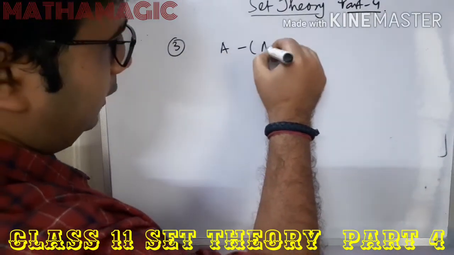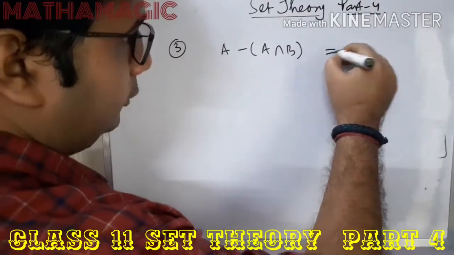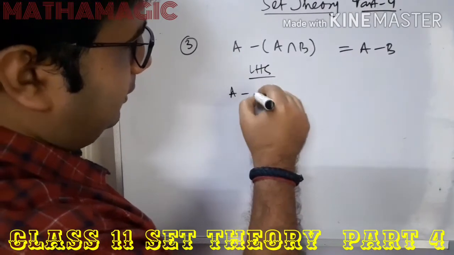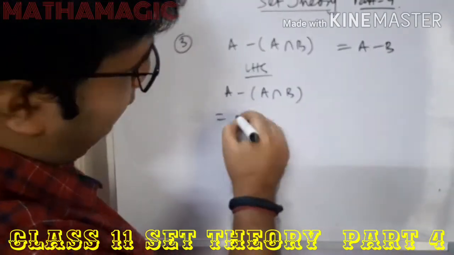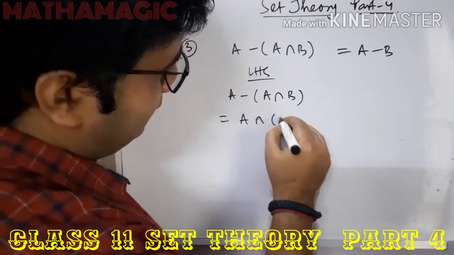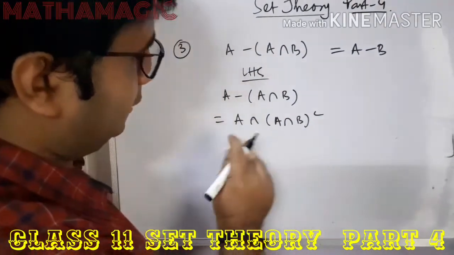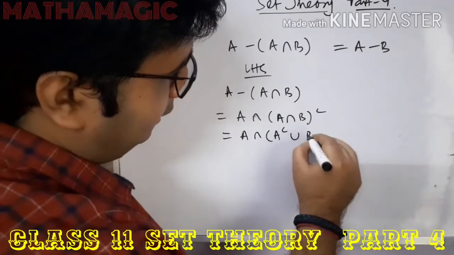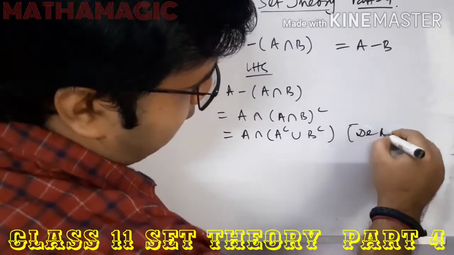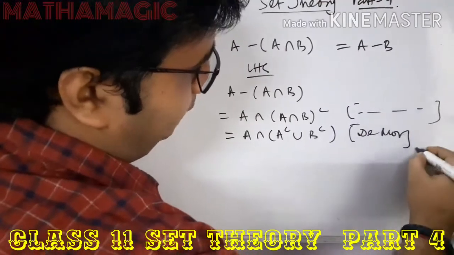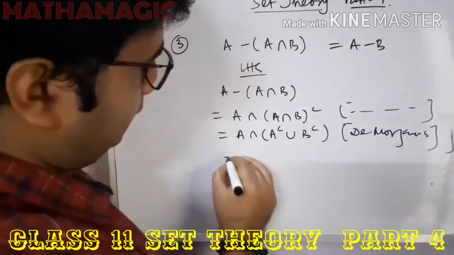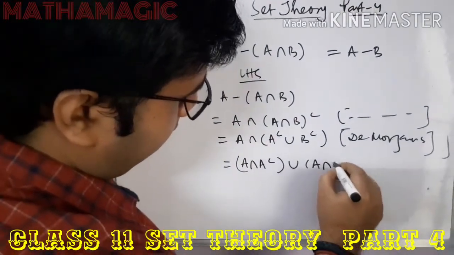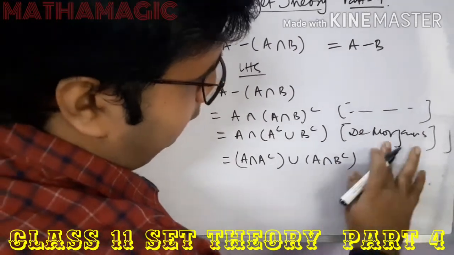A minus (A intersection B) is equal to A minus B. We need to prove this. So we'll start from the left hand side, that is A minus (A intersection B). Again we are using the same law, A intersection (A intersection B) whole complement. So it will become A intersection (A complement union B complement) by using De Morgan's law. And here also we need to write the law, De Morgan's. So by using the distributive law, (A intersection A complement) union (A intersection B complement), by using the distributive law.